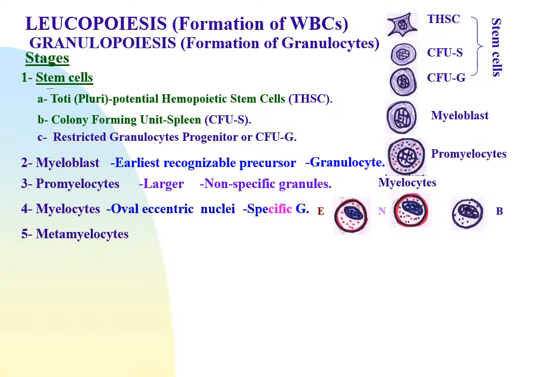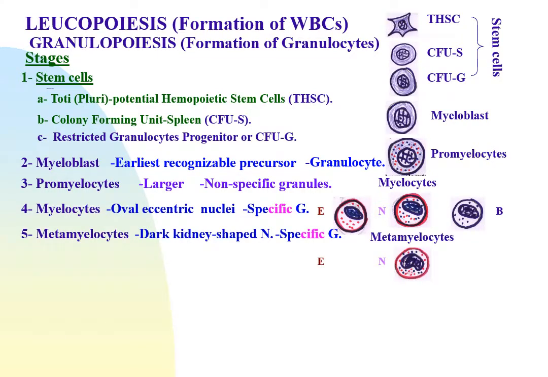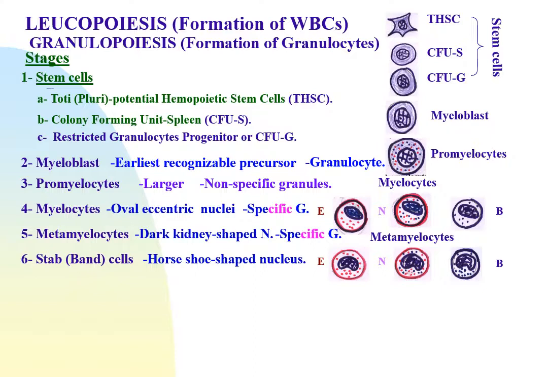Metamyelocytes are also small in diameter, but with a dark and kidney-shaped nucleus, and their cytoplasm shows numerous specific granules. They change to stab or band cells. Band cells are similar to mature granulocytes, but have a horseshoe-shaped nucleus. Band cells are frequently found in circulating blood and increase in cases of infections.